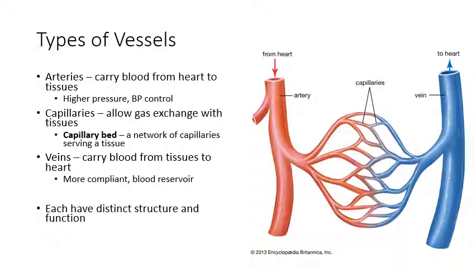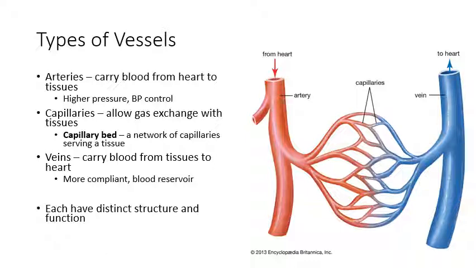So we've got three basic types of blood vessels: arteries, capillaries, and veins. Arteries are always carrying blood away from the heart, and veins are carrying blood back to the heart. So usually we think about arteries as carrying oxygenated blood and veins as carrying deoxygenated blood. But that actually depends on if we're talking about arteries and veins in the systemic circuit or in the pulmonary circuit. The actual definition of the difference between arteries and veins is that arteries are carrying blood away from the heart and veins are carrying blood back to the heart.